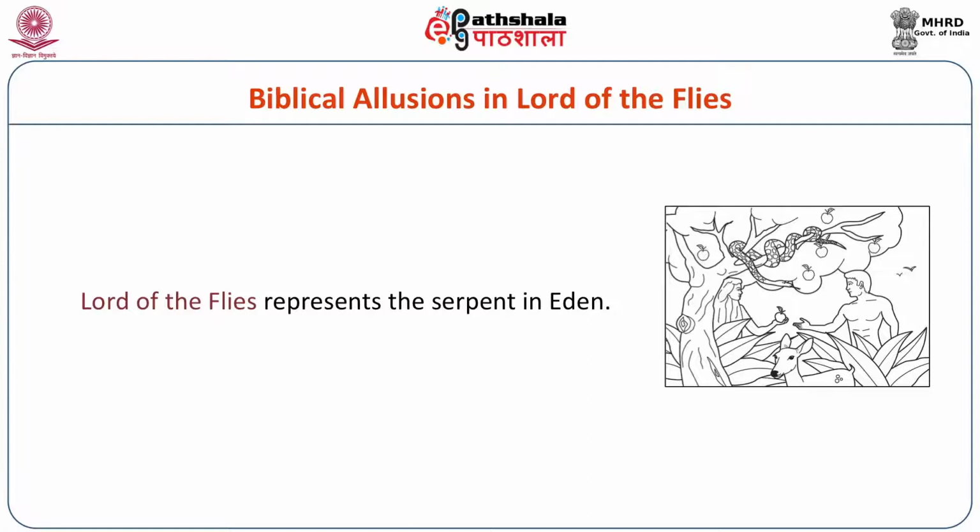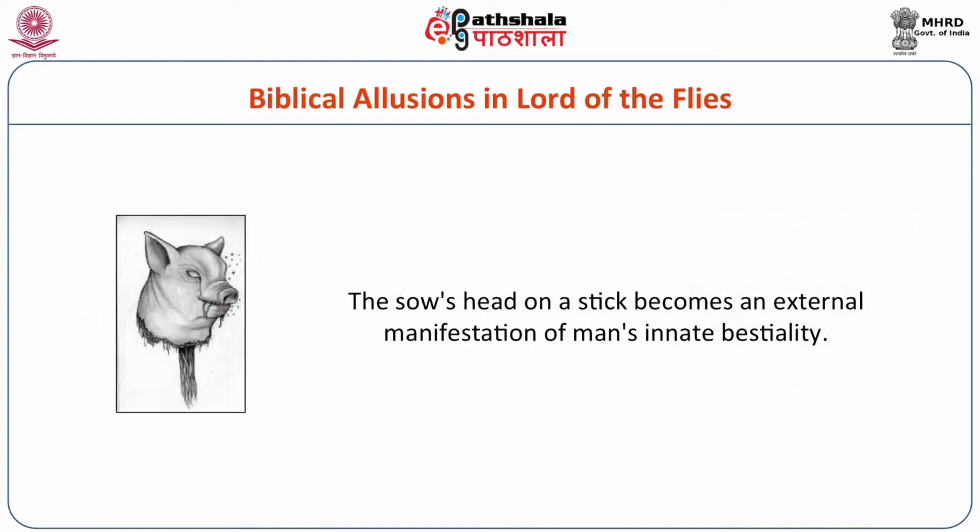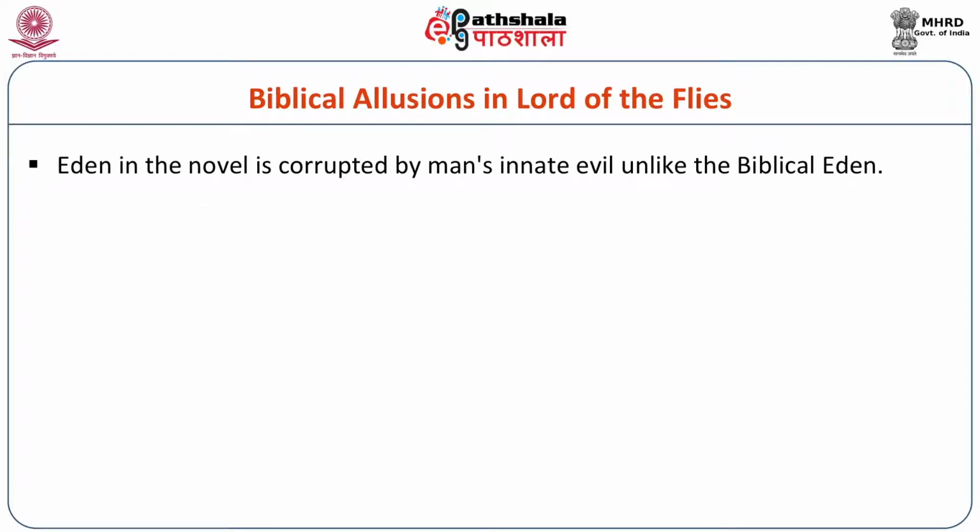Now, this might appear too neat, but this is one of the issues that one needs to be thinking about when we read an allegorical narrative. There is a pig, the head of a pig on a stick, which is erected. Now, that is a very, very disturbing kind of an image, and it has been read as an external manifestation of man's innate, the inherent bestiality in us. So this gives you the biblical dimension in the story. Now, try to think about the biblical narrative. Eden in the Genesis story was corrupted.